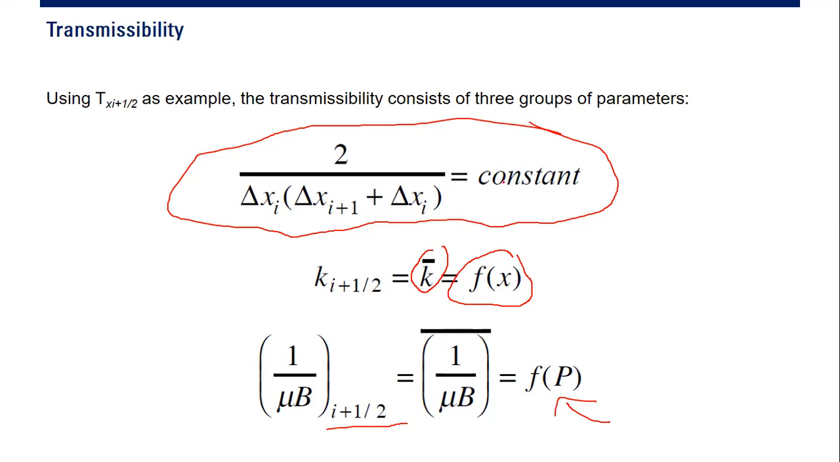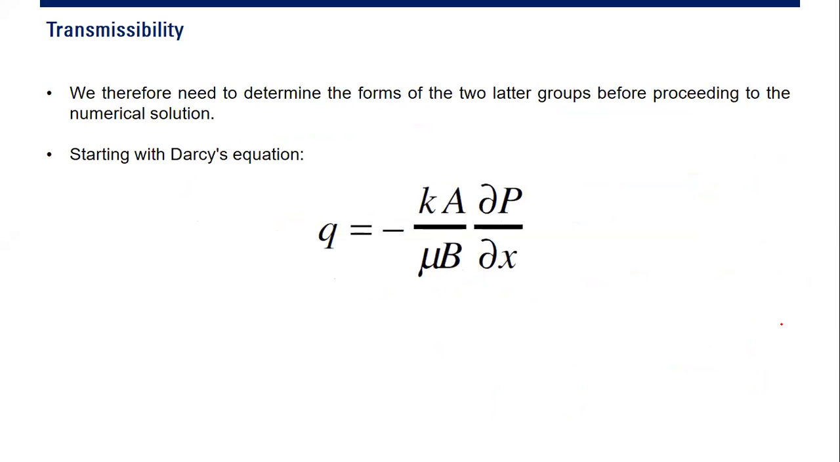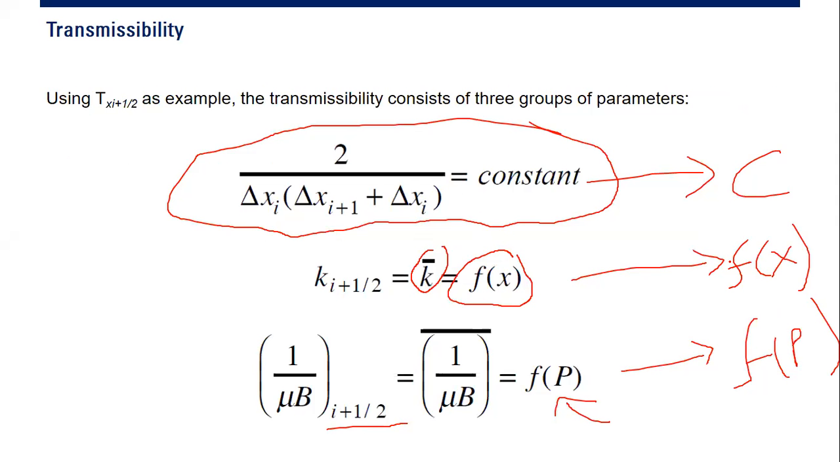So we have this one constant, and the permeability is a function of X, and 1 per mu B is a function of pressure. So: constant, function of X, and function of pressure. We therefore need to determine the forms of the latter two groups before proceeding to the numerical solution.